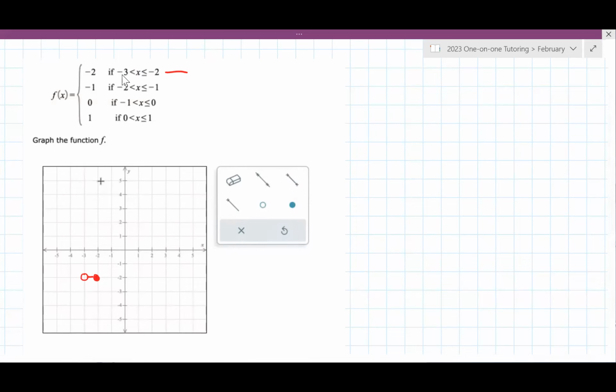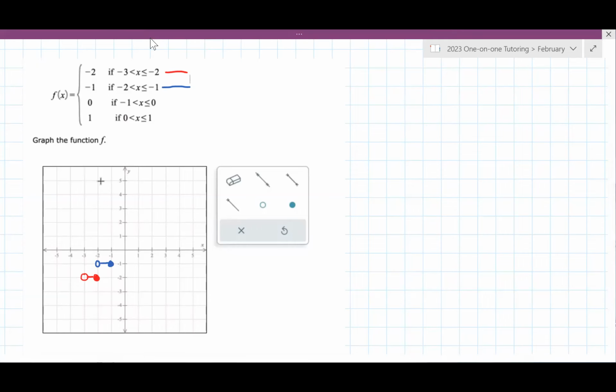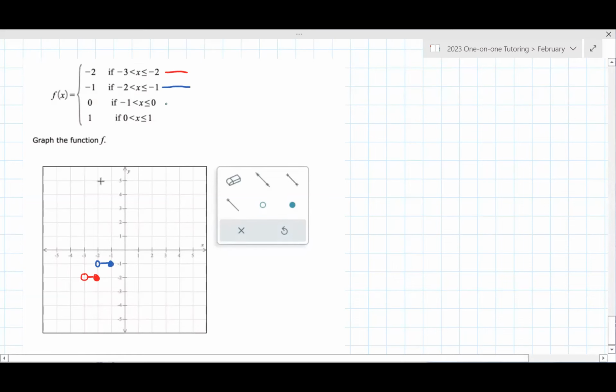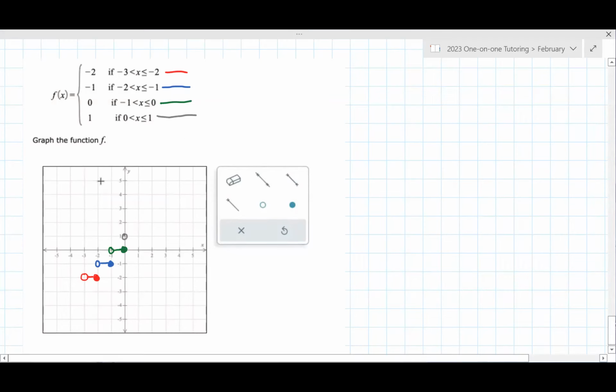The next one is from -2 to -1, and its output is -1. So I'm going to go again, just two of those, and then which one am I filling in? It's the right one because -1 is less than or equal to. Detecting a pattern here, but we'll keep going. So from -1 to 0, it is 0. And then the right endpoint is filled in. And then the last one is 1, but the right one is filled in.